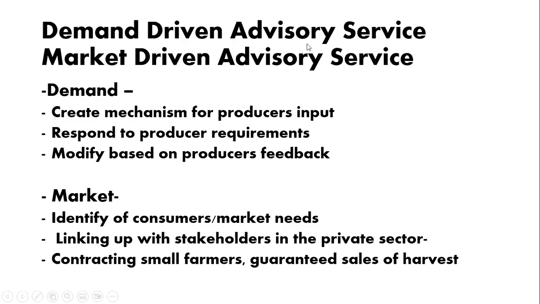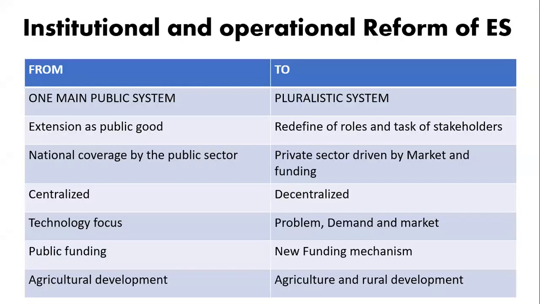Today we only discuss market driven. Demand driven means it is generated by what is needed by the farmer. Market driven means identifying the needs of the consumer, right? Demand driven is demand by the producer, and market driven is the demand by, most of the time, the consumer, right? Keep this in mind.